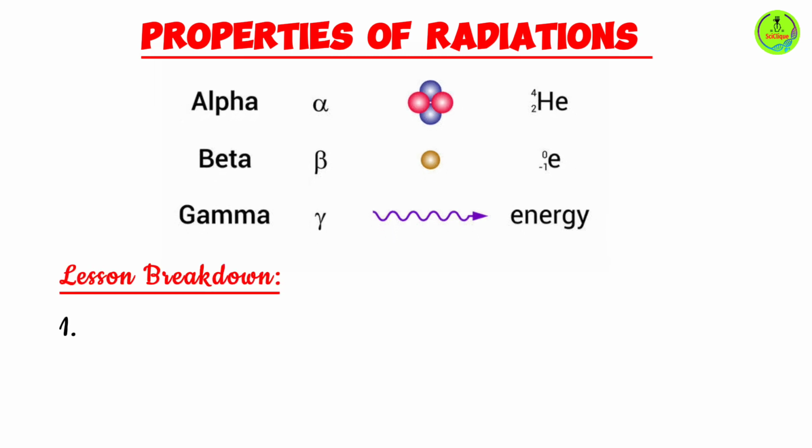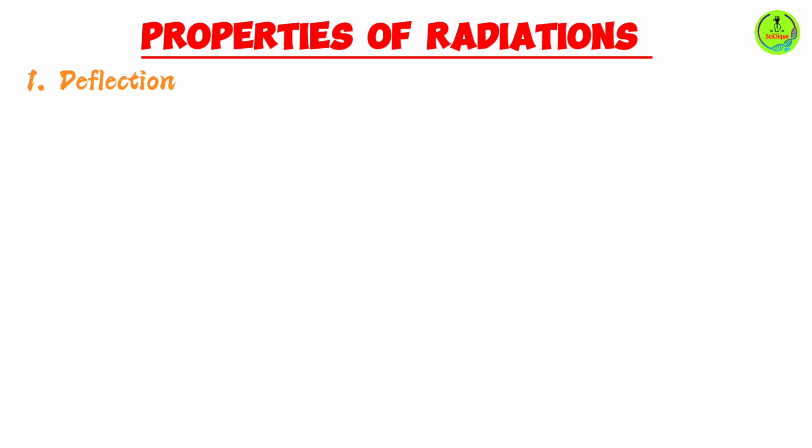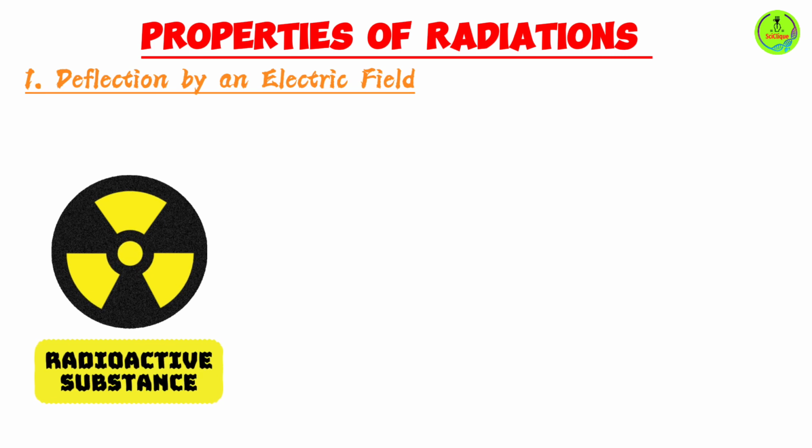Number one, deflection by an electromagnetic field. Number two, penetration power. And last one, the ionizing effects of the radiations. So let us start with the first one. Now, when these radiations are allowed to pass through an electric field, they behave differently from each other.